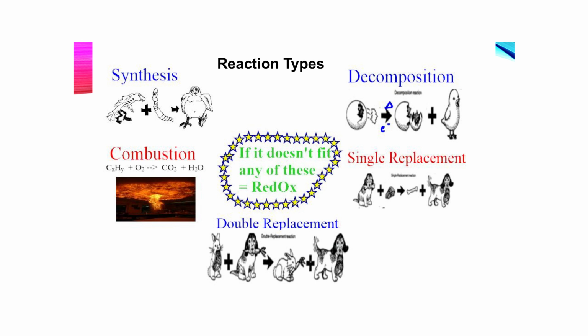During this unit, we're going to talk about 5 of the 6 main types of reactions: synthesis, combustion, decomposition, double, and single replacement. And if it's not one of those, we classify it as a redox reaction. So we're going to focus on those 5, and you would have learned a little bit about them in physical science last year.